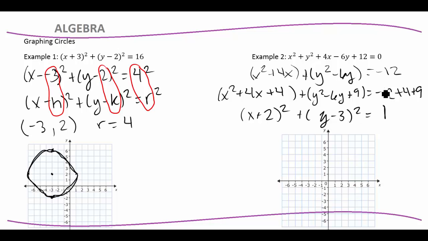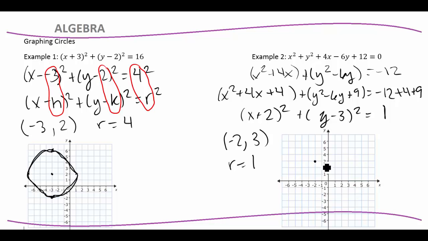So now we can use our standard form. So we know that our h and k, we have (−2, 3), that is our center, and our radius equals 1. So let's start off by graphing our center first, which is (−2, 3), so we're going to go over negative 2, up 3. And now we're going to use our radius, and we're going to go 1 to the right, 1 to the left, 1 up, and 1 down.